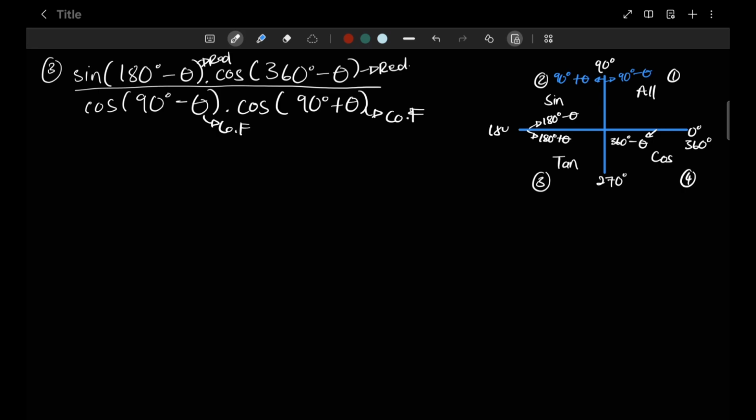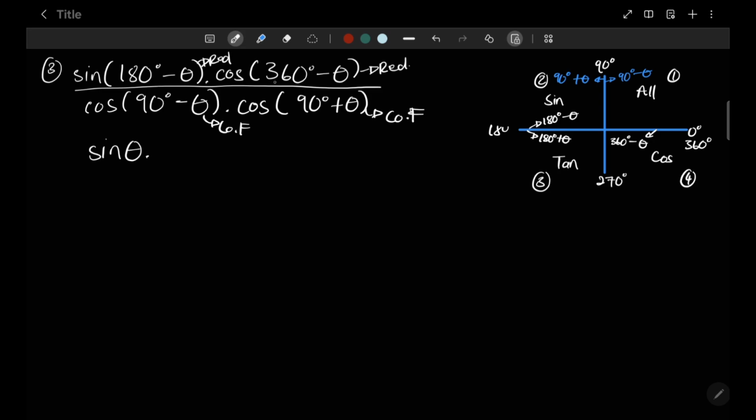Now let's apply our trig techniques. Sine 180 degrees minus theta. There it is on the case diagram. It's in the second quadrant where sine is positive. So this becomes sine theta. We don't swap as it's a reduction.